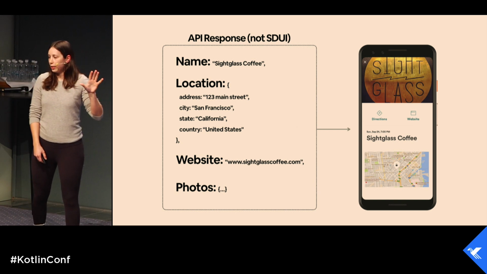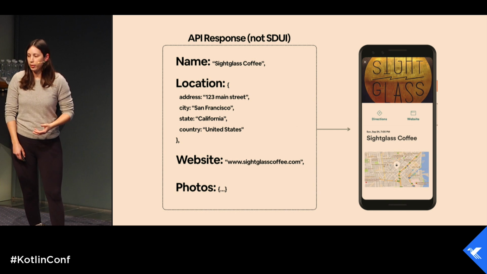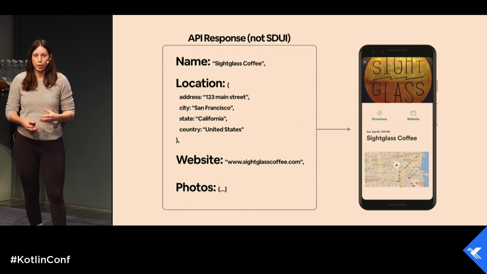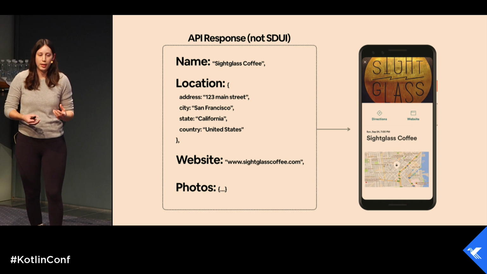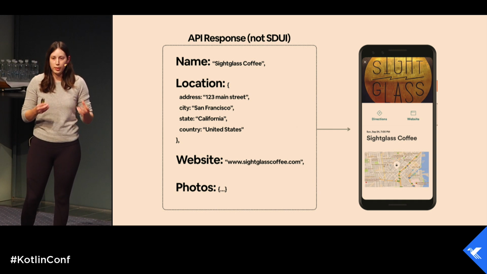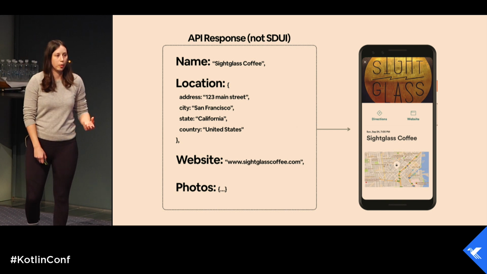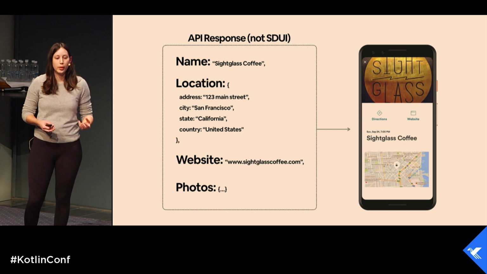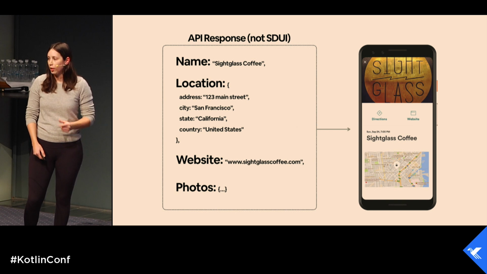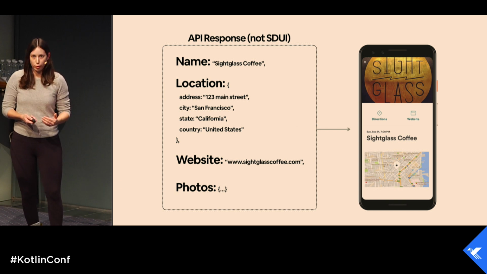So in this typical API response, your client is receiving objects like location, and then it has to take those objects and glean pieces of data from them and then somehow interpret them into a UI component. So hard-coded in your client somewhere, in each client that's consuming this response, it has to know, okay, I'm going to take that address and I'm going to put it in my map UI component. So this is not server-driven.